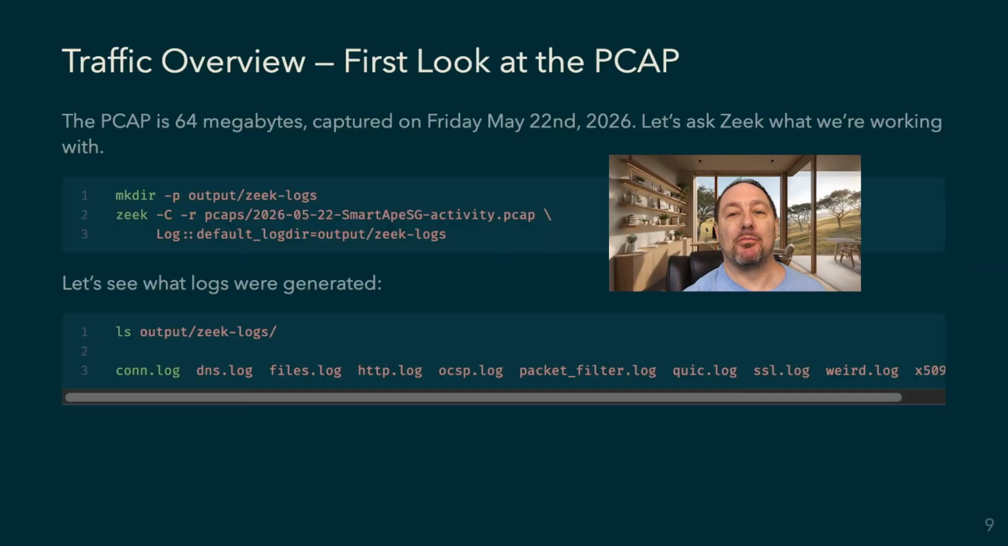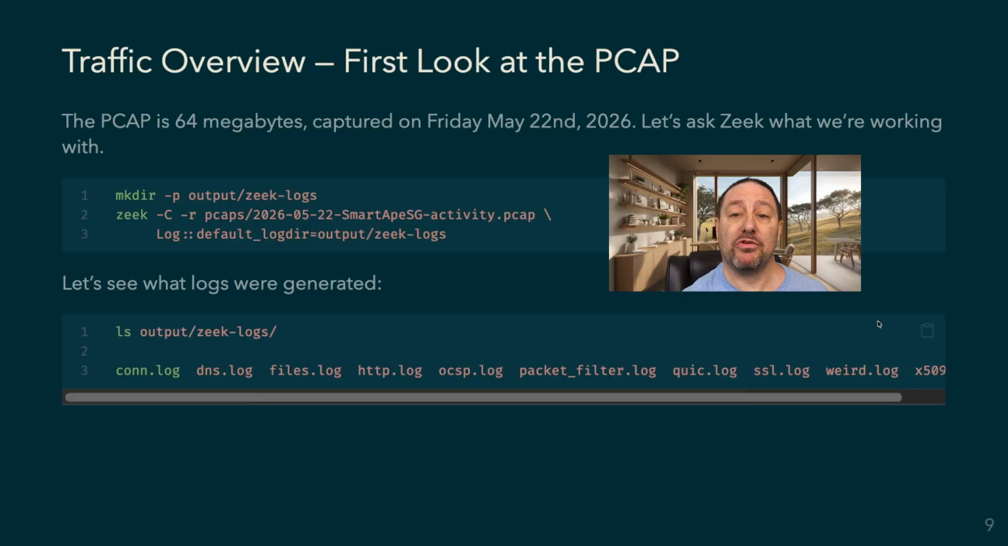The published PCAP from Brad Duncan is 64 megabytes. It was captured on Friday, May 22nd, 2026. So let's go ahead and ask Zeek what we're working with. We're going to pipe this PCAP into Zeek. The dash uppercase C says ignore checksum errors, which sometimes happens in capture, so I usually put it on there for good measure. And the dash little r says read the PCAP offline, and then we're going to point our logs to the directory output/Zeek-logs.